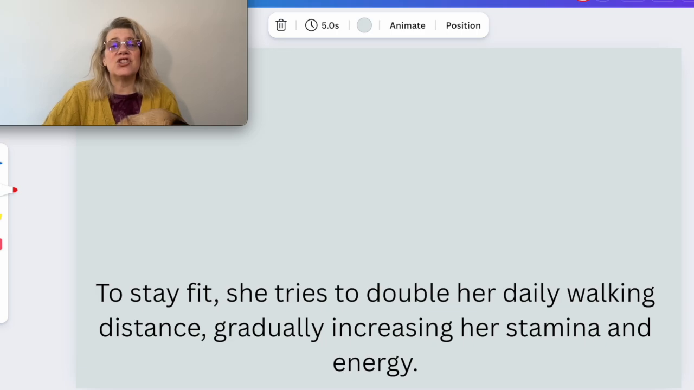To stay fit, she tries to double her daily walking distance, gradually increasing her stamina and energy. That's a good way to do it. I don't think it's the best way to do it. The best way to do it is to increase it only by 10%. It depends on you and your age and your health, right? But to double your walking distance would be to go from, say, 1,000 steps to 2,000 steps, or from 1 mile to 2 miles. That's a big jump to go from 1 mile to 2 miles.